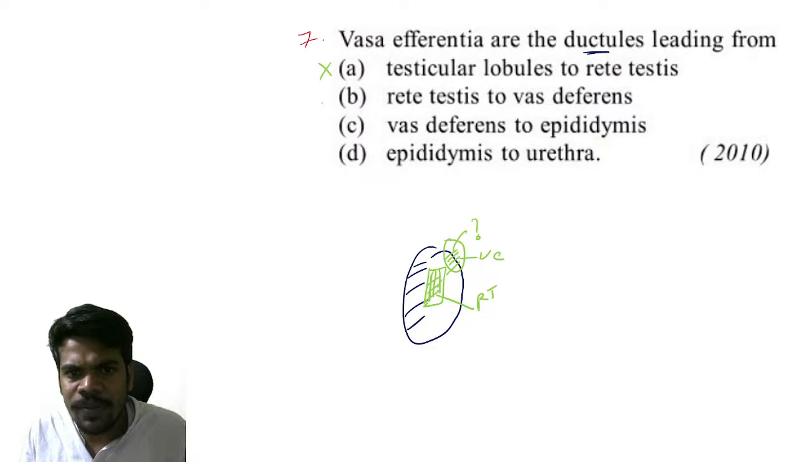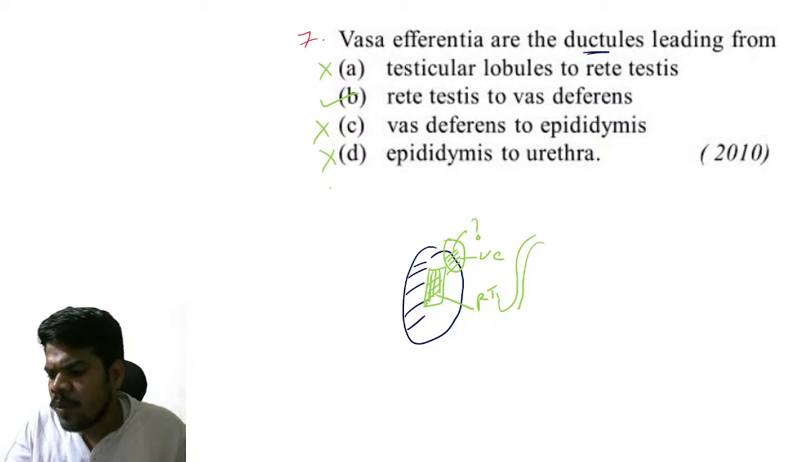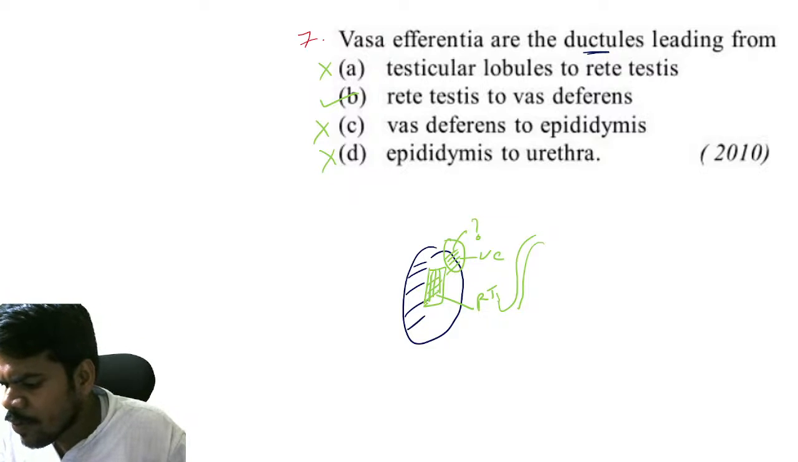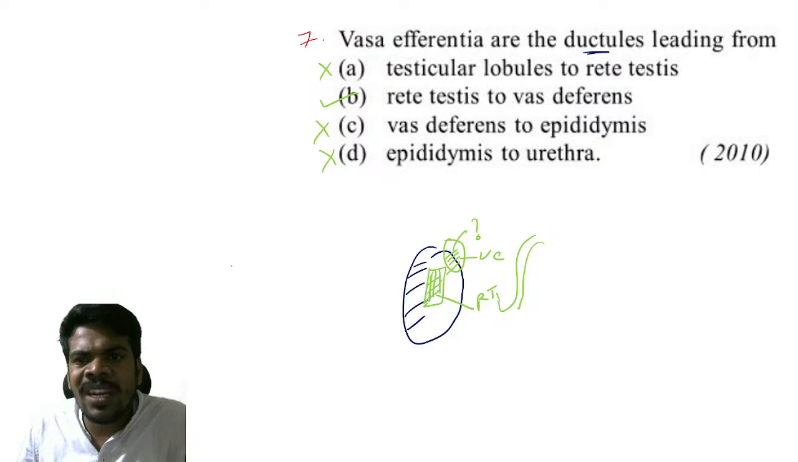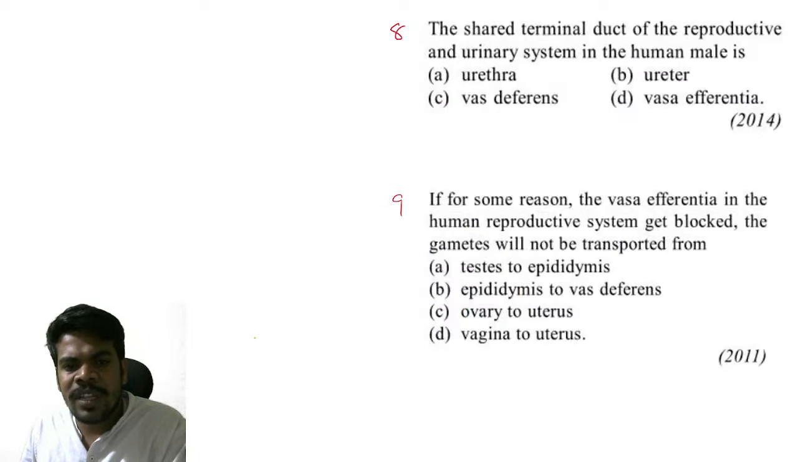Rete testis to the vas deferens is somewhat correct. Vas deferens to the epididymis is completely wrong, because the vas deferens is after the epididymis. Epididymis to urethra is also wrong. So the suitable answer, yes Varun, very good, is B, rete testis to the vas deferens.